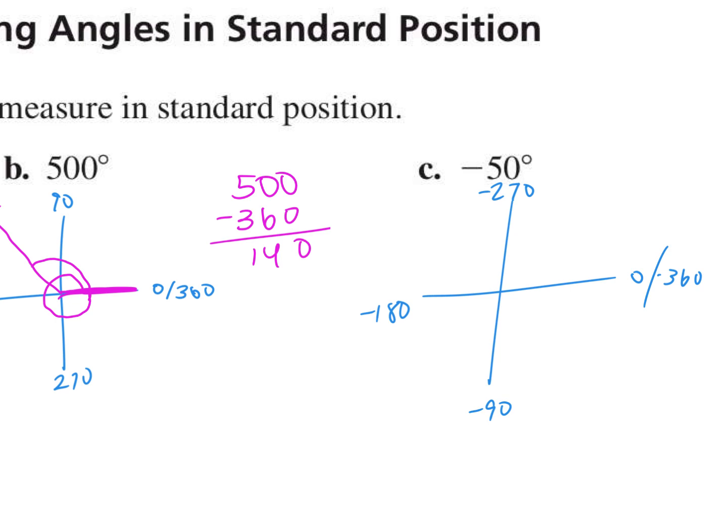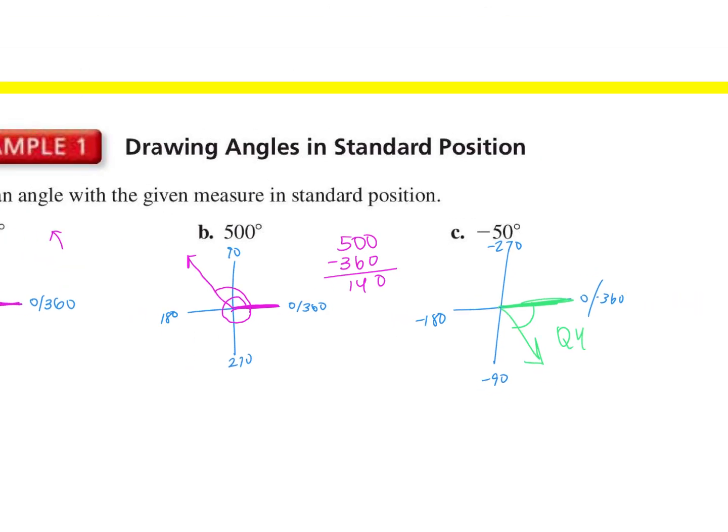So where would negative 50 be? Between 0 and negative 90. Good, so it's going to be here-ish. And what quadrant is that? Quadrant 4. Good, very good. Does that make sense? A little bit. Look, it's like art class. Isn't that great? All right, moving along.